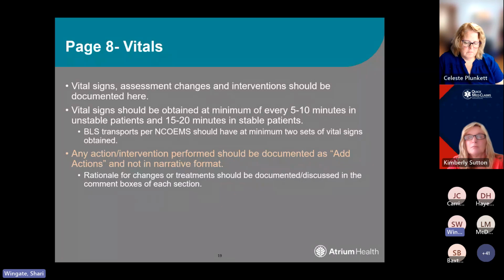Getting back to vital signs, any action or intervention performed should be documented as an action and not in narrative format, if at all possible. This helps us when we do our research. Vital signs are obtained every 5 to 10 minutes if an unstable patient, 15 to 20 if stable. BLS transports per North Carolina OEMS should have 2 sets of vital signs obtained, at least at the pickup and the drop off. Also, something that we've not been doing, if at all possible, North Carolina OEMS calls for the first initial blood pressure to be manual and documented as such.